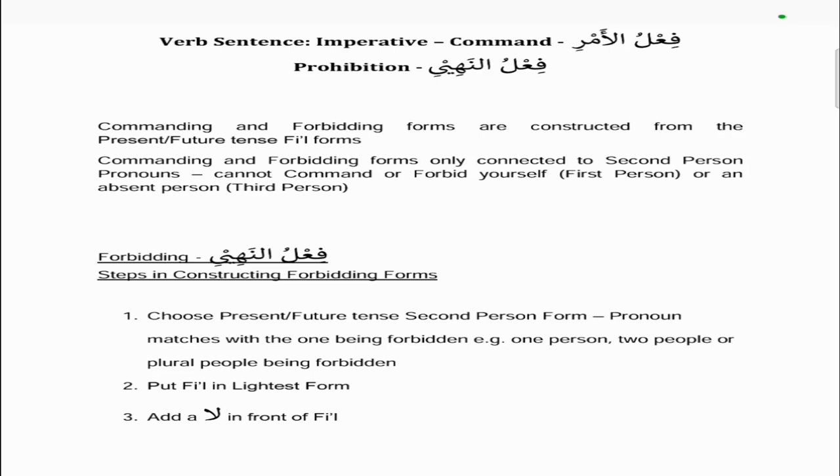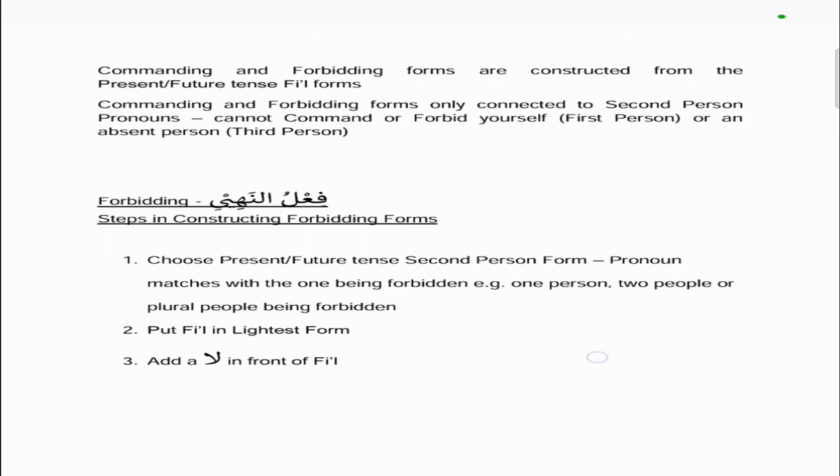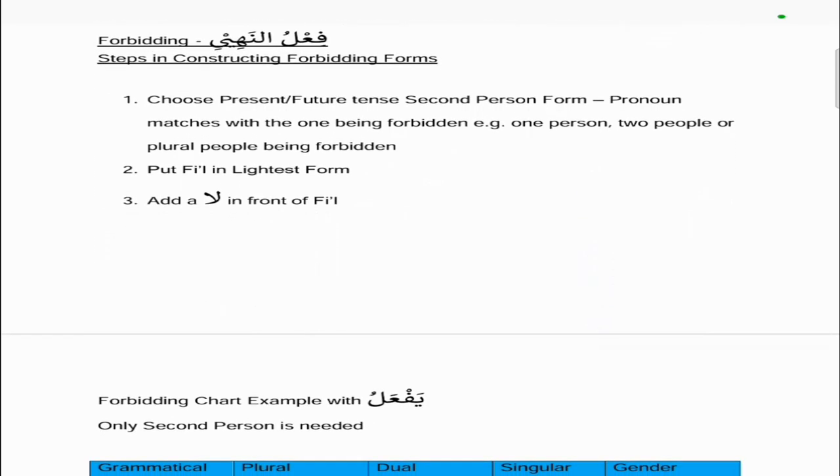So you can't command or forbid yourself, which is the first person, nor can you command and forbid someone who is absent, which is the third person. Meaning it's only connected to the second person, meaning you. So someone who's present, you can command them from that point of view, or forbid them. So if we start with forbidding, the steps in constructing a forbidding form.